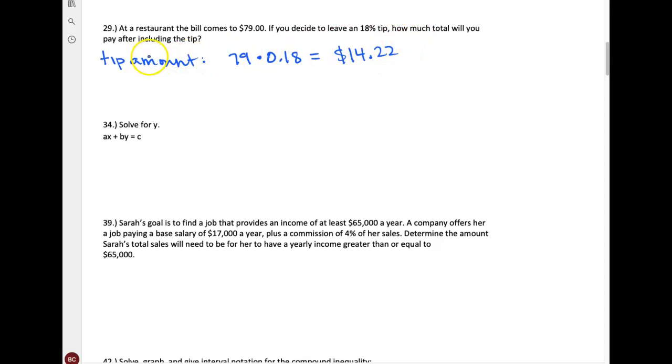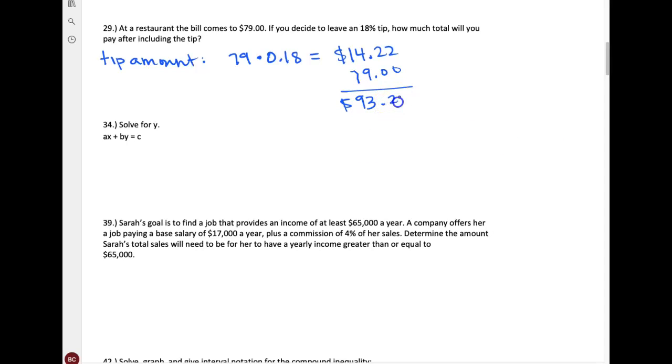But then it's asking here, how much will you pay, including the tip? So then we just need to add that $14.22 to $79 to find out that total amount. And so that's going to give us $93.22.